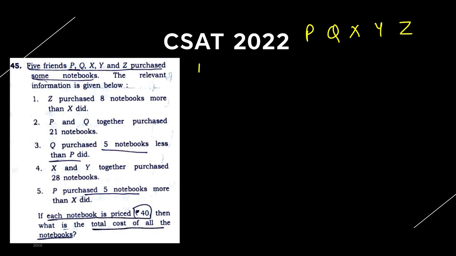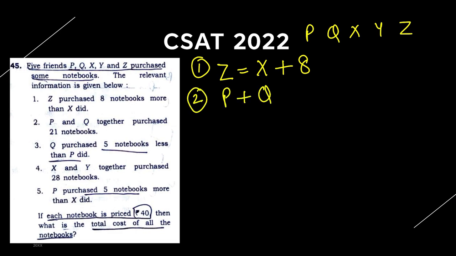So the first statement: Z purchased 8 books more than Y. Suppose P, Q, X, Y and Z are the number of books purchased by each of the friends. Z has purchased 8 more books than X. So Z is X plus 8. First is clear. Second statement.